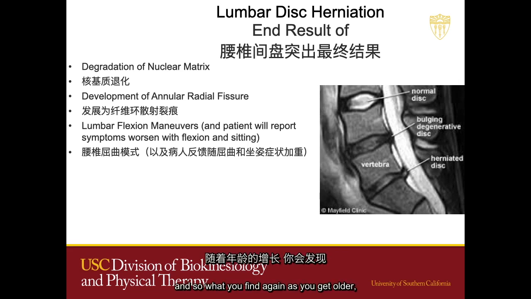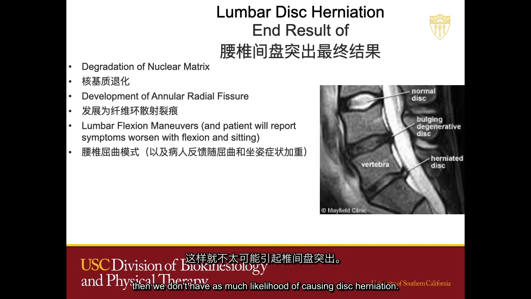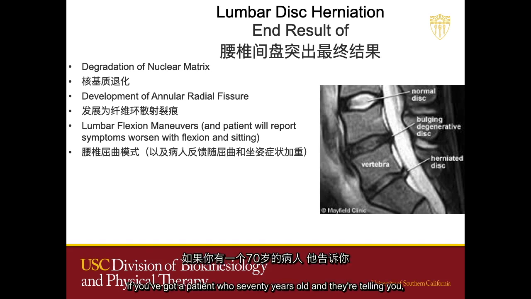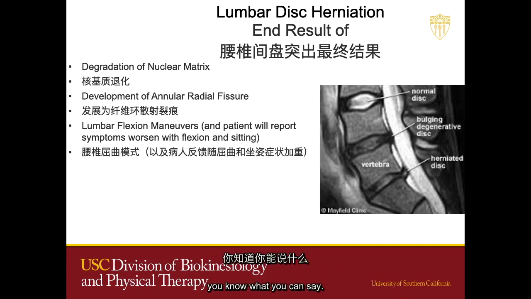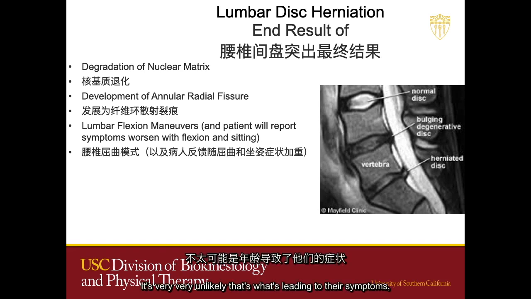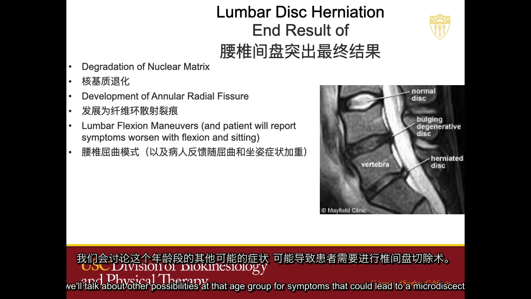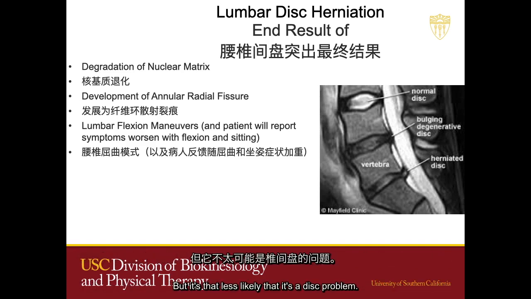And so what you find again as you get older, even over the age of 50, I know I said 60 or 70 earlier, but even over the age of 50, when we lose that fluid in the disc, then we don't have as much likelihood of causing disc herniation. So if you've got a patient who's 70 years old and they're telling you, oh, I have a disc herniation, you can say, that's probably not their problem. It's very, very unlikely that that's what's leading to their symptoms. And we'll talk about other possibilities at that age group for symptoms that could lead to a microdiscectomy, but it's less likely that it's a disc problem.